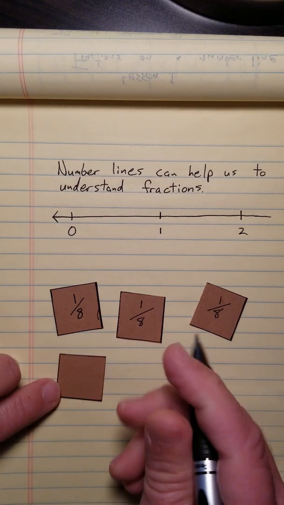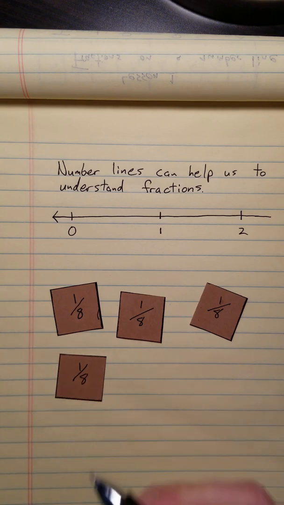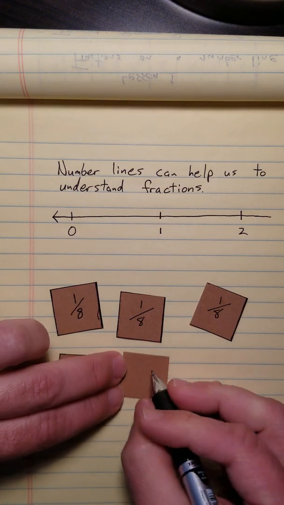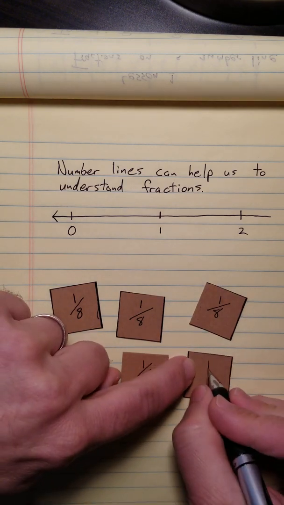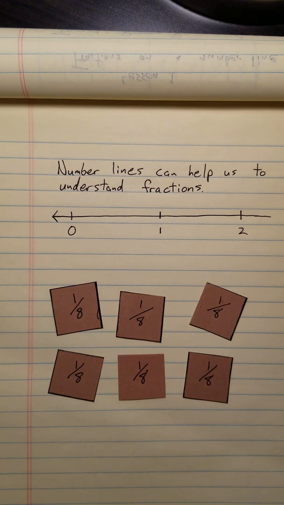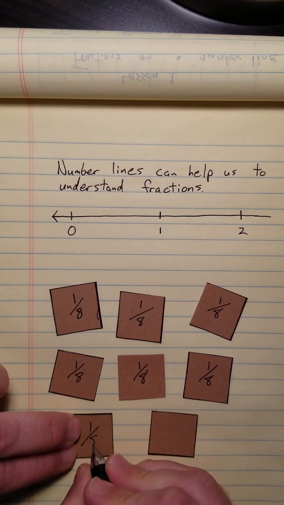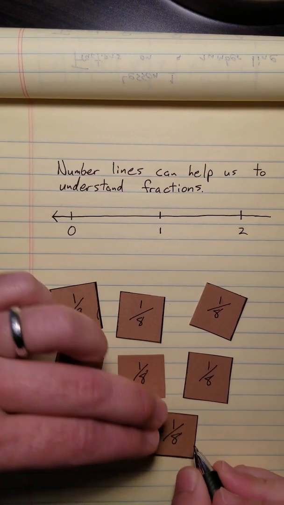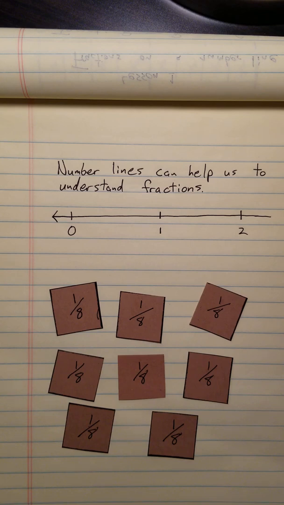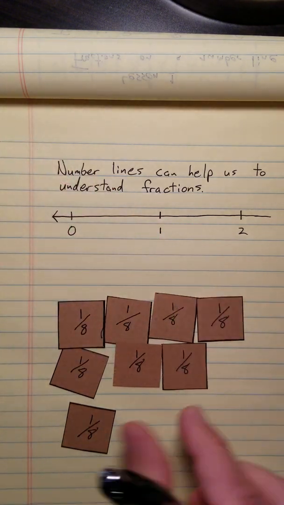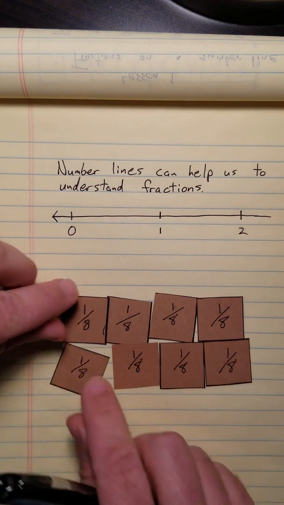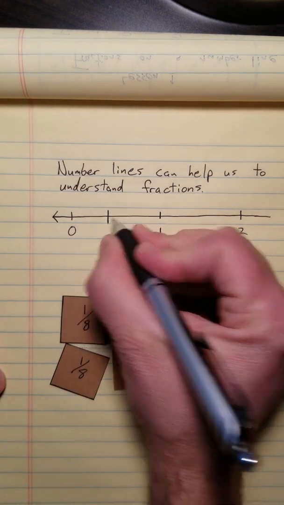Oh, Mr. S, you're giving away so much chocolate. 1/8, another piece of chocolate. 1/8, another piece of chocolate. Okay, students, I'm running out. Okay. So, here's my chocolate bar, and I have broken this thing up. I have given it to all of the students, well, 8 of the students, right?